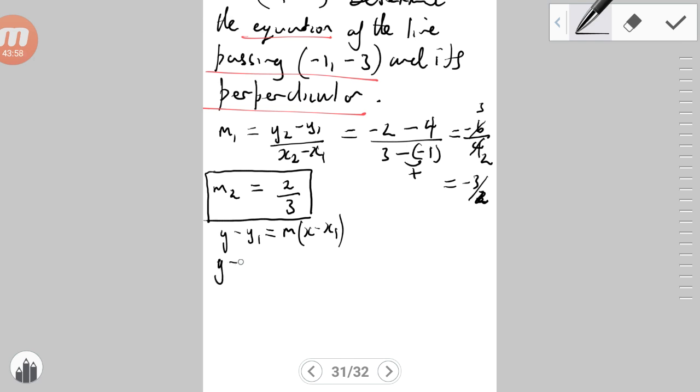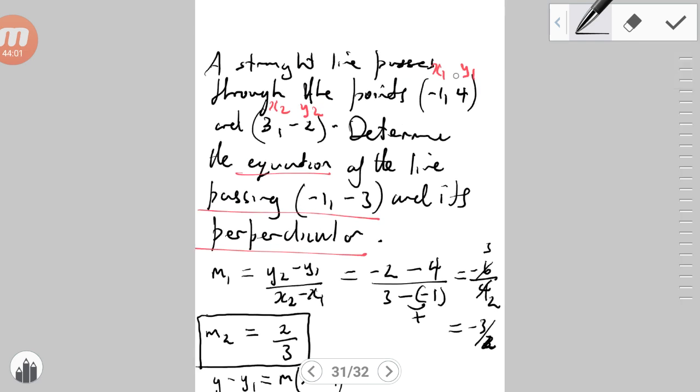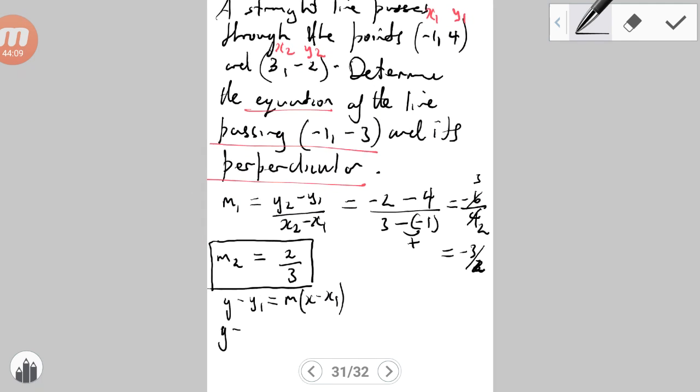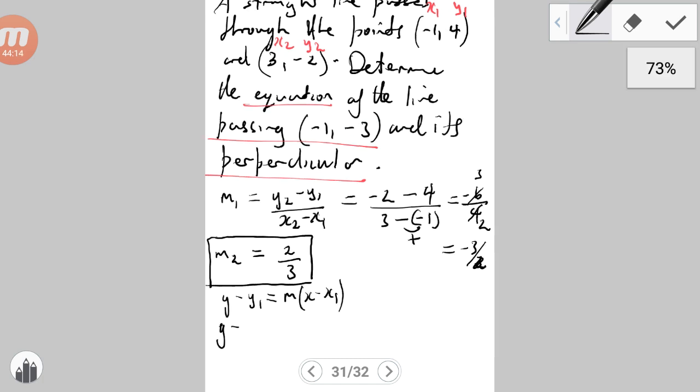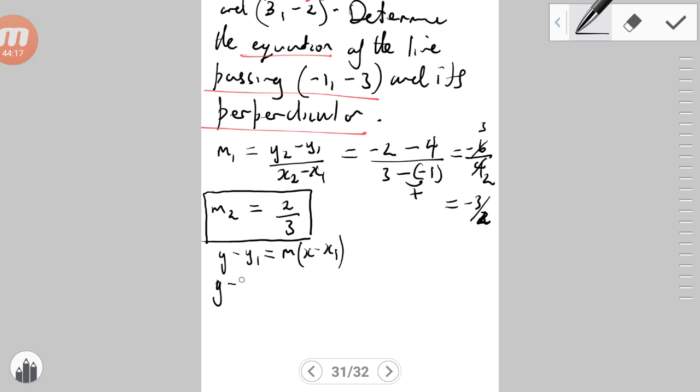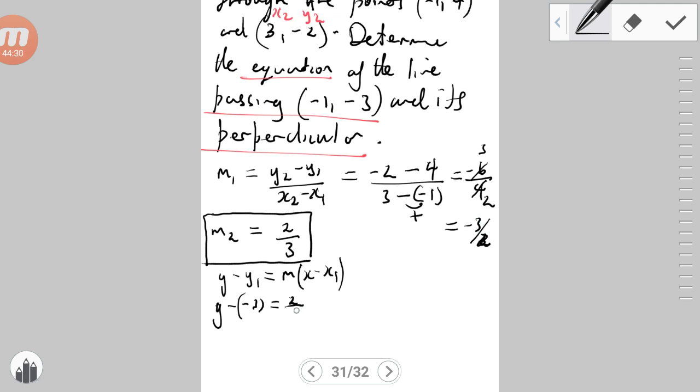Y, and we know that y1 is not going to be the y1 value that we have up here, because we're not looking for the equation of the original line. We're looking for the equal line that is perpendicular to the original. So it's passing through -1, -3. So we're going to insert -3 here. So that's y minus -3, and that's equal to m, which we had calculated. m1 was -3/2. So we're interested in m2, which is 2/3, times x minus x1, which we know is -1.